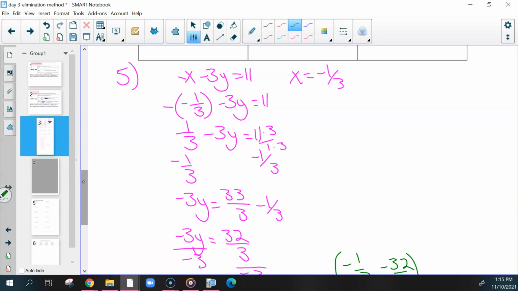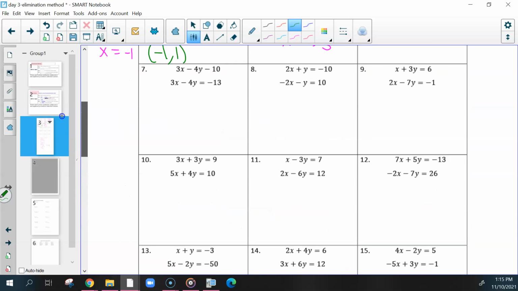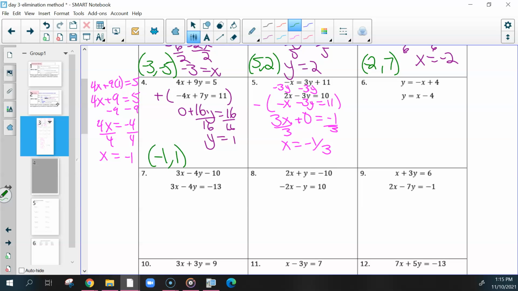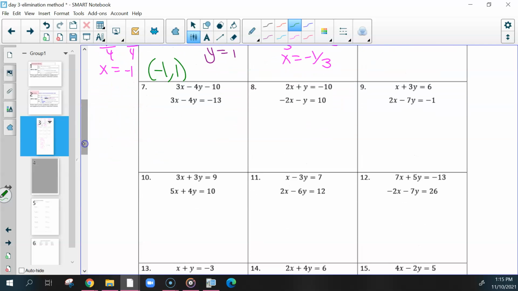So far, all the ones we've done had a common coefficient. Now we're going to deal with some that don't. And we're going to skip to number 9. So number 9, your x's, your y's, your constants line up. But none of these have the same coefficient. The x's don't, the y's don't. So when that happens, you need to make them have the same common coefficient.